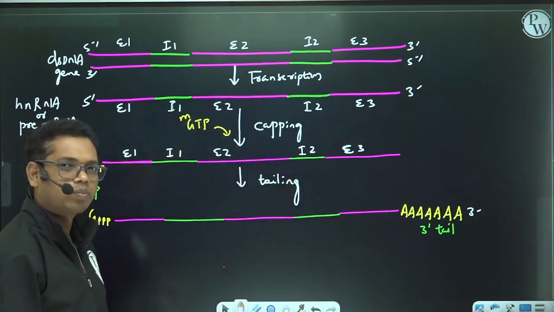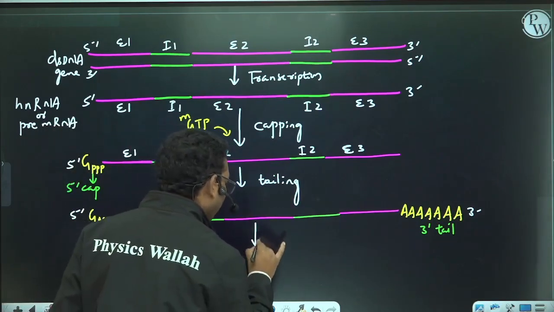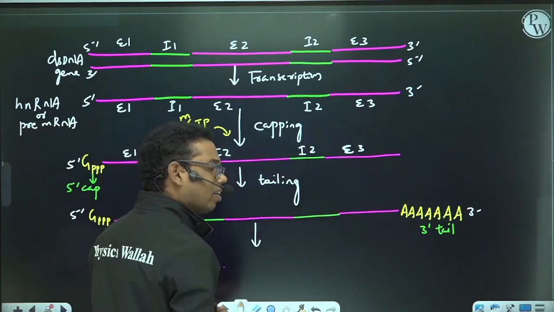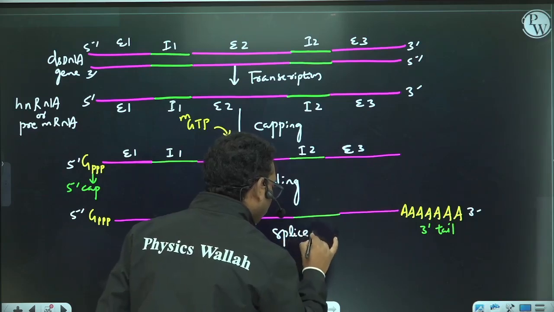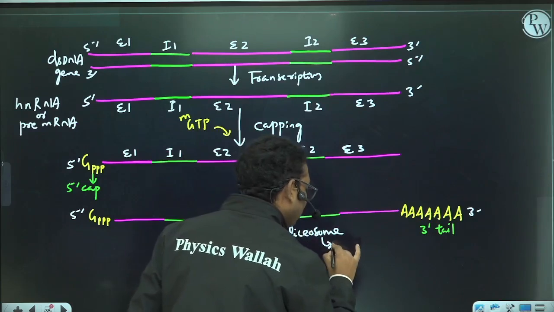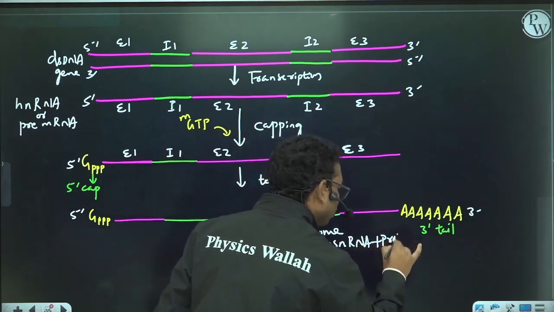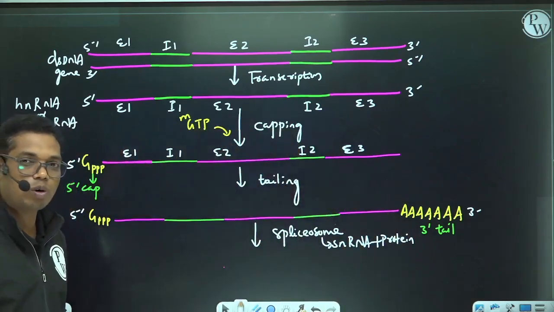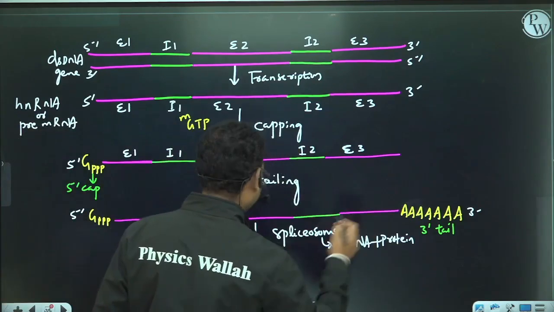Now splicing is going to take place. In the next step, the introns will be removed and the exons will be joined, and this is achieved by the spliceosome complex, which has snRNA, small nuclear RNA, plus protein. That is why this complex is called small nuclear ribonucleoprotein.